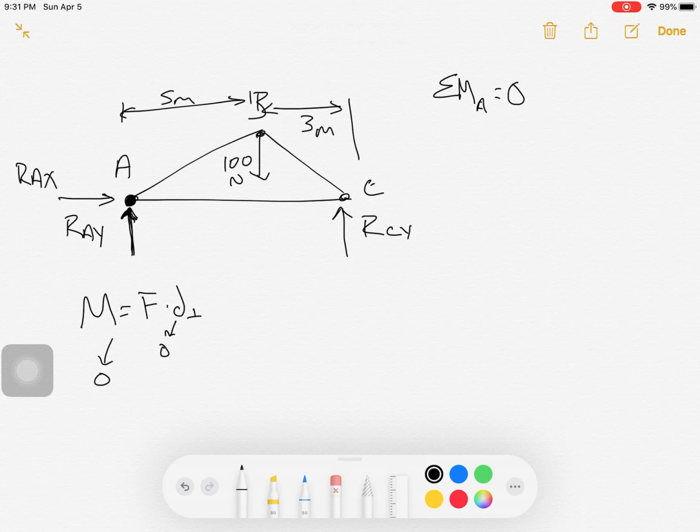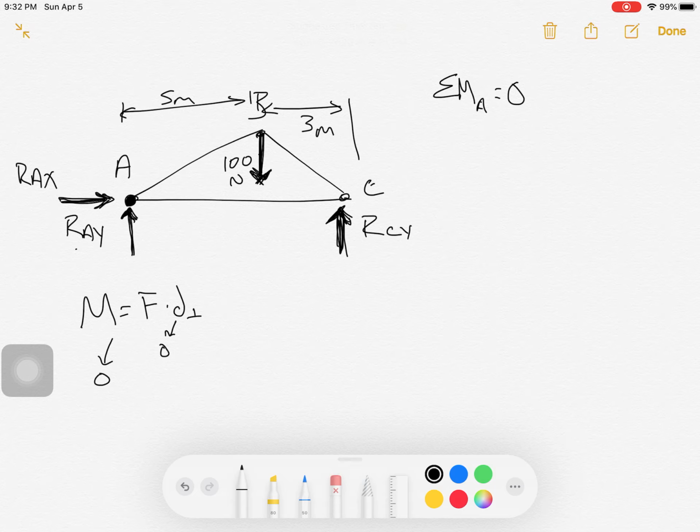So this creates no moment. RAX is the same deal. It goes through point A, so it also doesn't create a moment. However, we have two forces that do create moments. We have this 100 Newton downward force, and we have RCY, which is, of course, our reaction force at C. And again, I drew it up just because up is a positive direction.